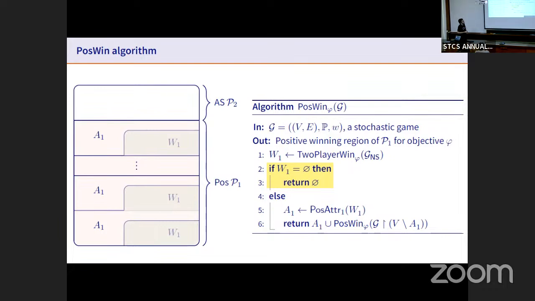Yeah. So this algorithm eventually terminates because in each step of the recursion, we are calling the algorithm on a smaller subgame. In the worst case, it runs for at most V many times. It is also possible that player 2 does not win almost surely from every region. This is another possible ending.